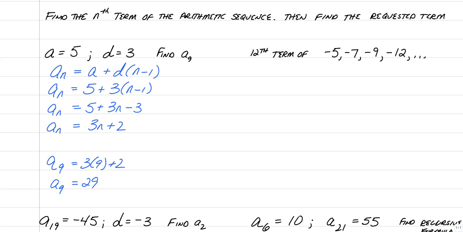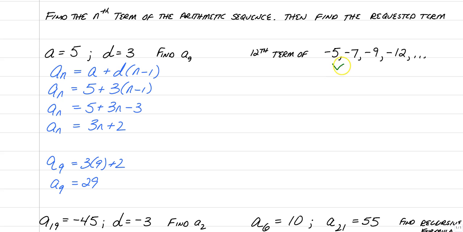What if we were going to find the 12th term of this arithmetic sequence? We're still finding a sub 12. We already know a sub 1, our first term, is negative 5. But now you have to use the sequence to find the common difference. That's a really easy thing to do; we've already done that before. So find that D value and try to do this entire question just like we did the last one on your own. Click pause, give it a shot. When you're ready, click play.